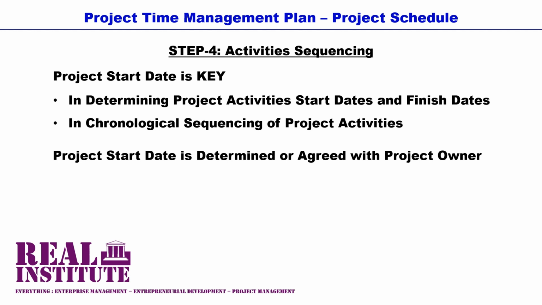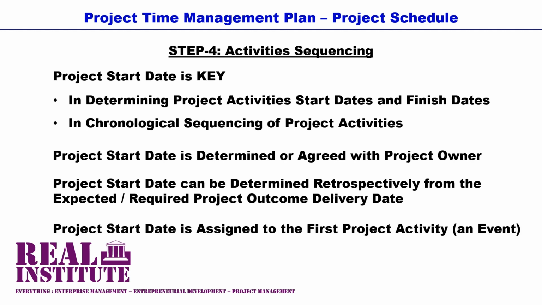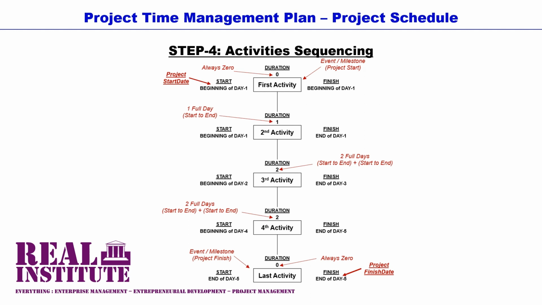Well, a project start date can be determined retrospectively. Say in cases where the project sponsor or the project owner or the project outcome user or beneficiary wants the project outcome to be delivered by a specific date. Once the project start date has been determined and agreed, then that date is assigned as the start date of the first project activity, which in all cases is an event. Therefore, the first project event or project trigger or project kick-off will be assigned the project start date as its start date. Then its duration will be added to its start date in order to arrive at its finish date.